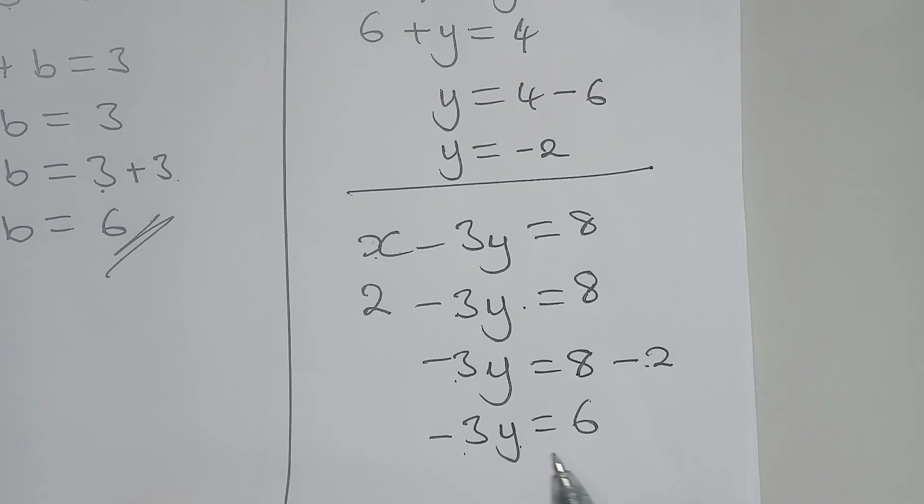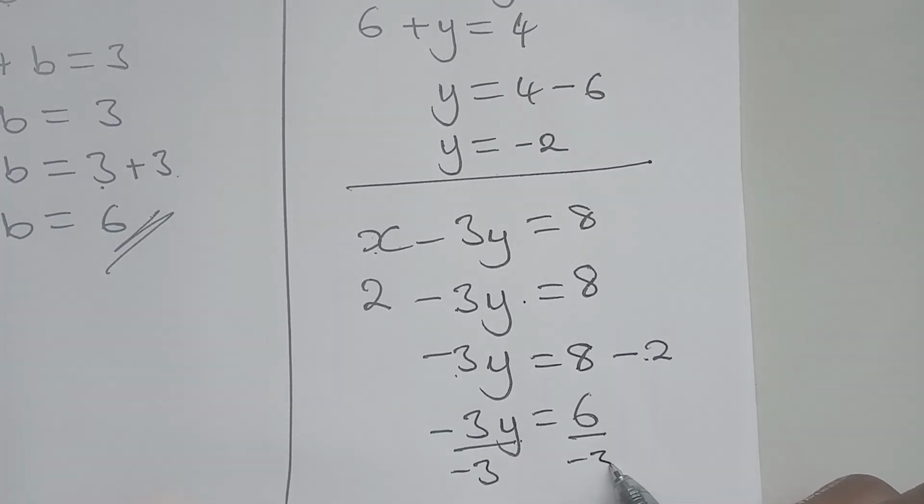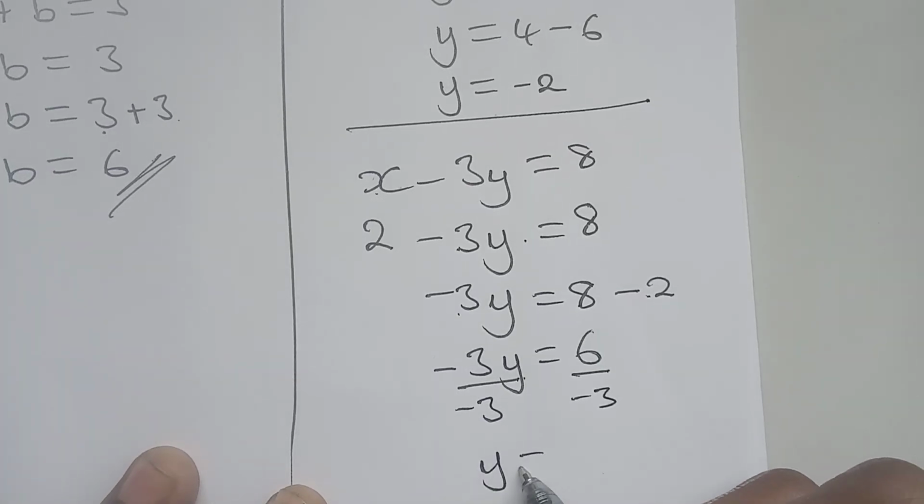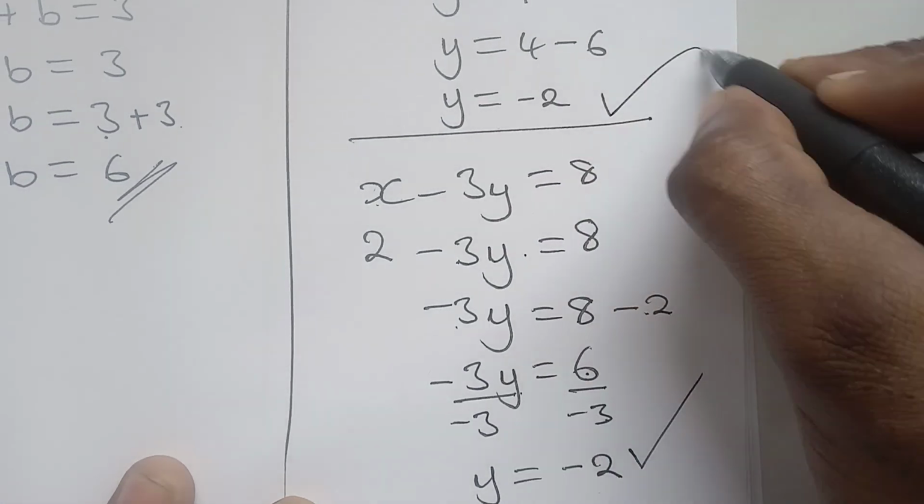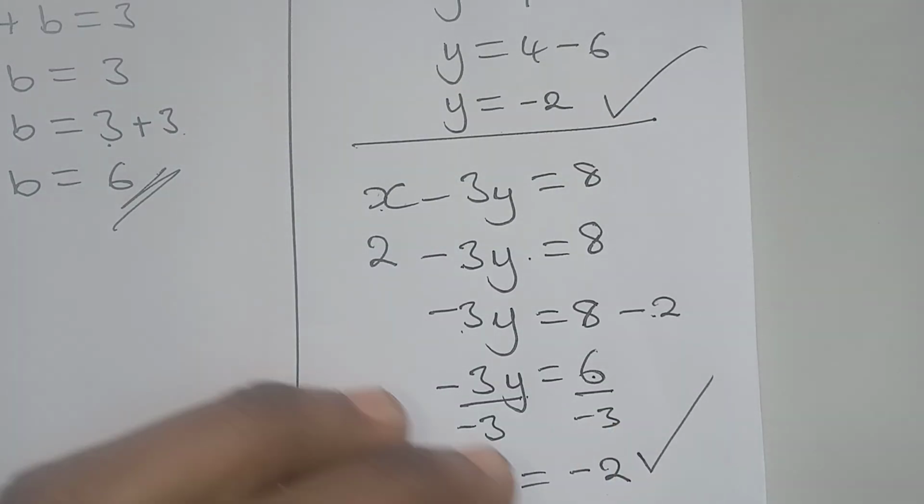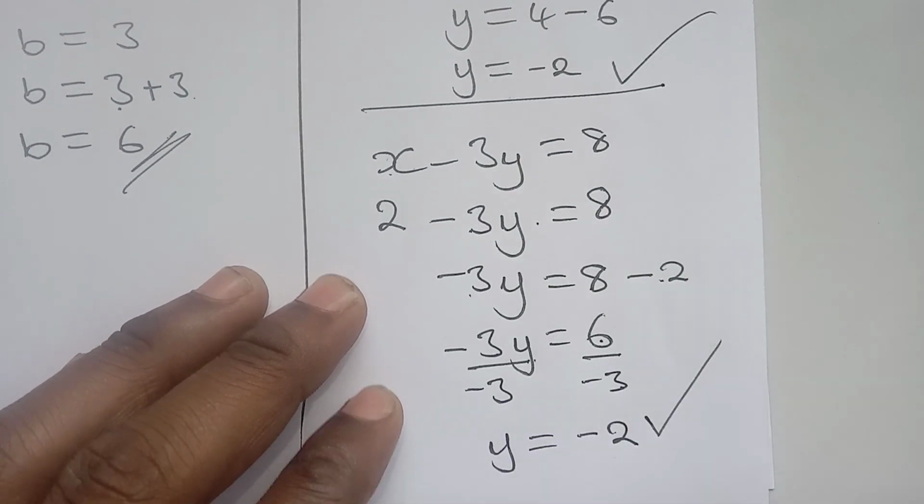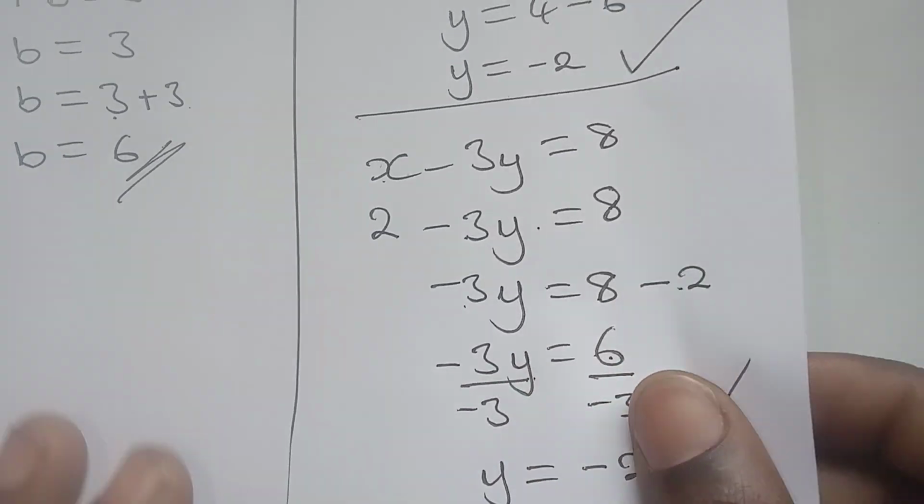And then to solve for y, you can simply divide both sides by minus 3. So this will be minus 3 into 6 is minus 2. Same as before, so that means whichever equation you pick, you still get the same answer, except that you get to have some extra work when you pick one that is a bit more complicated than the other.